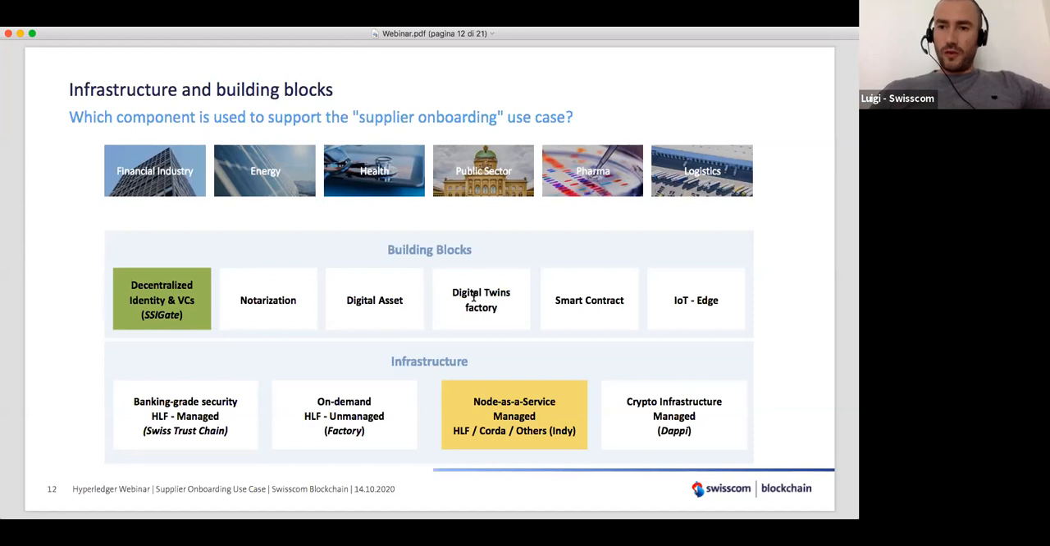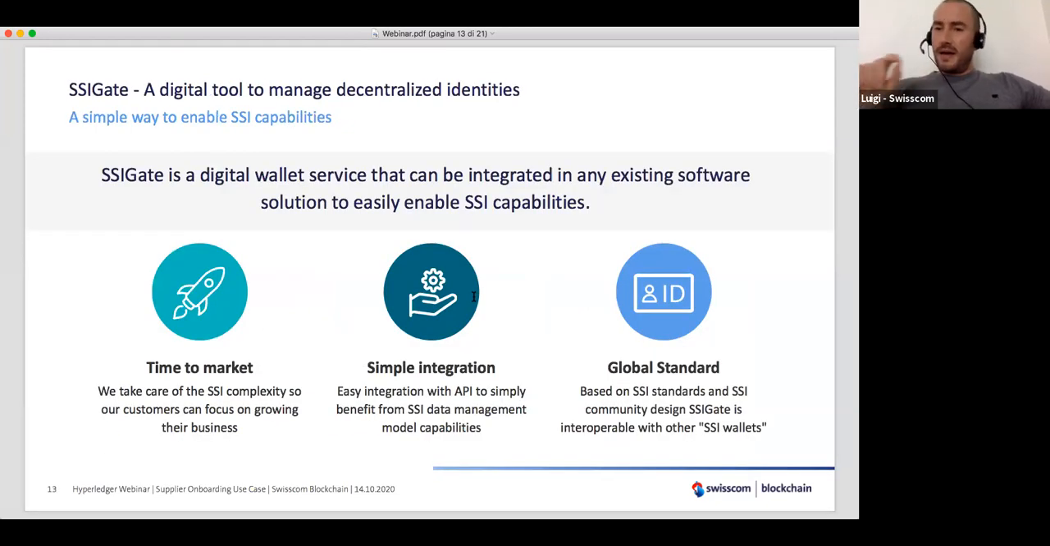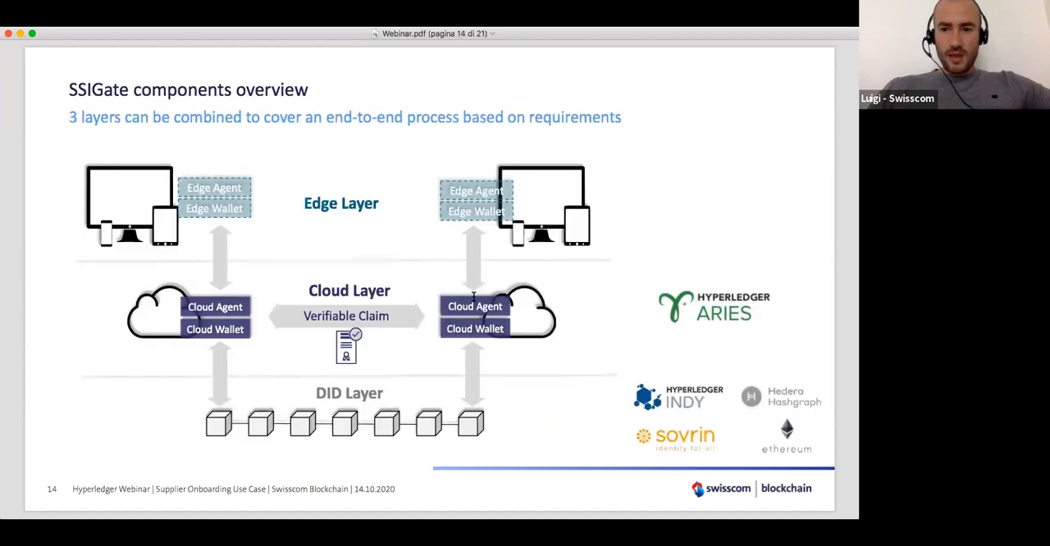But to finish the context setting, in terms of SSI in Swisscom, we provide this product called SSIGate, which is a digital wallet that is capable of providing SSI capability through REST API. So whenever you have a software solution and you want to enable the capability to issue credentials, verify credentials, and store credentials, this tool is made exactly to do that. Now, let's have a look at how we customize this tool in order to fulfill the requirements of this particular use case.